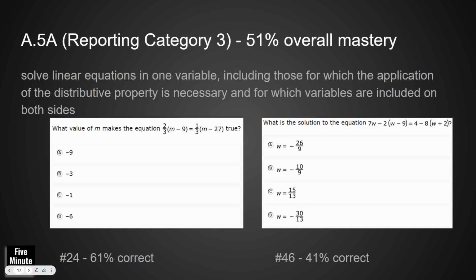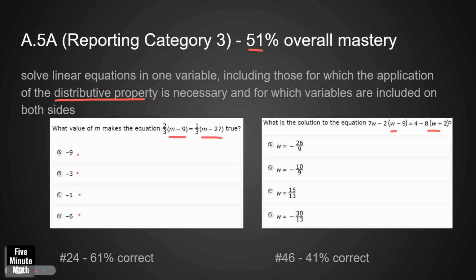For 8.5a, we had 51% overall mastery for solving linear equations, and they call out the distributive property. So 9 times out of 10, we're going to use that distributive property multiple times. Sometimes we'll have it only on one side, but you see in number 24 and number 46, we have to distribute on both sides. That's really the focus of this standard. So we just need to solve for m, and we could plug and play. We could take each of these numbers and put them in there, but let's do it the correct way.